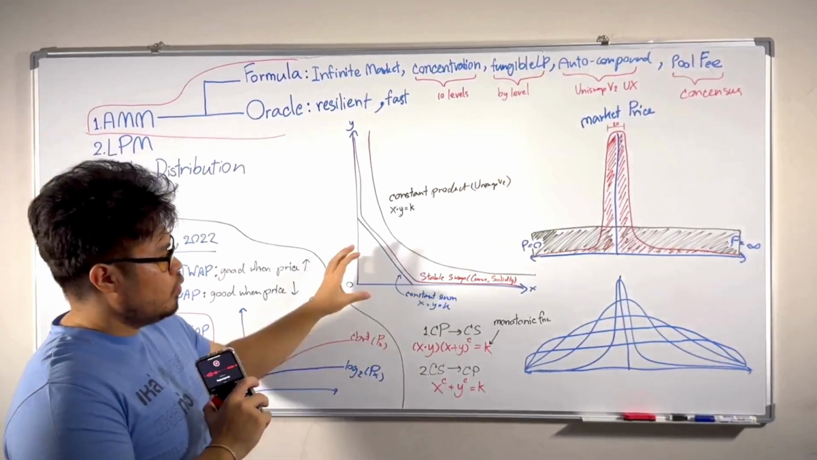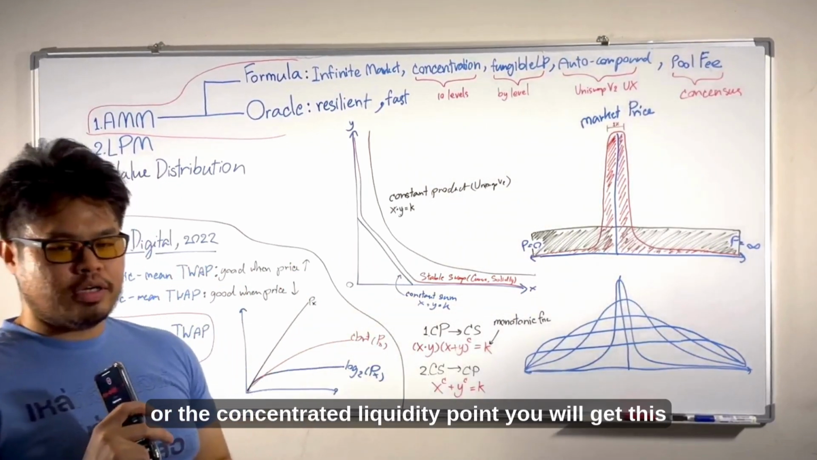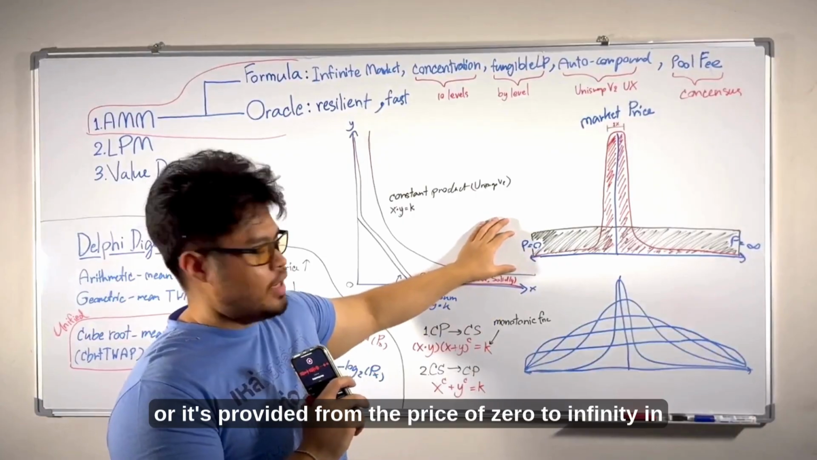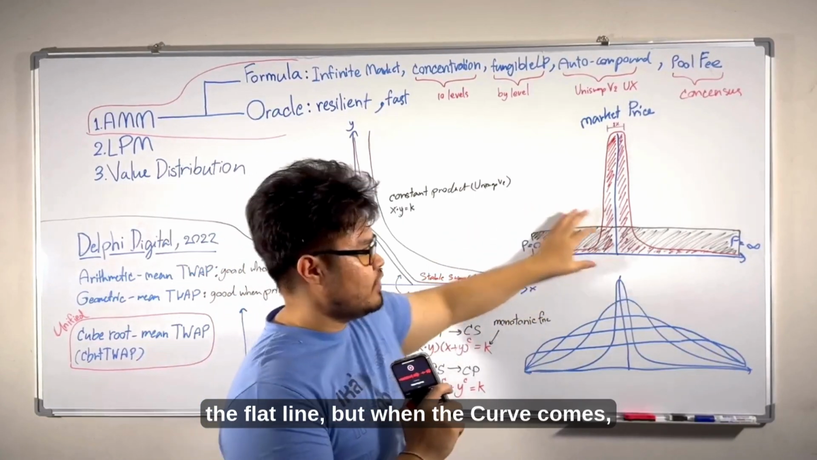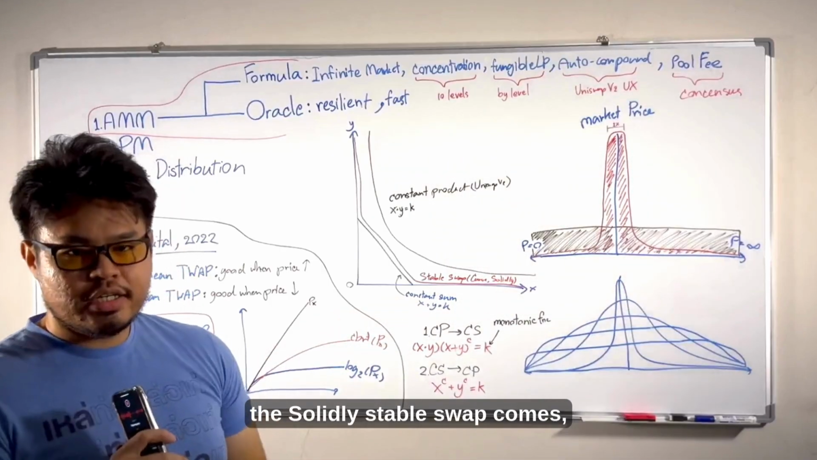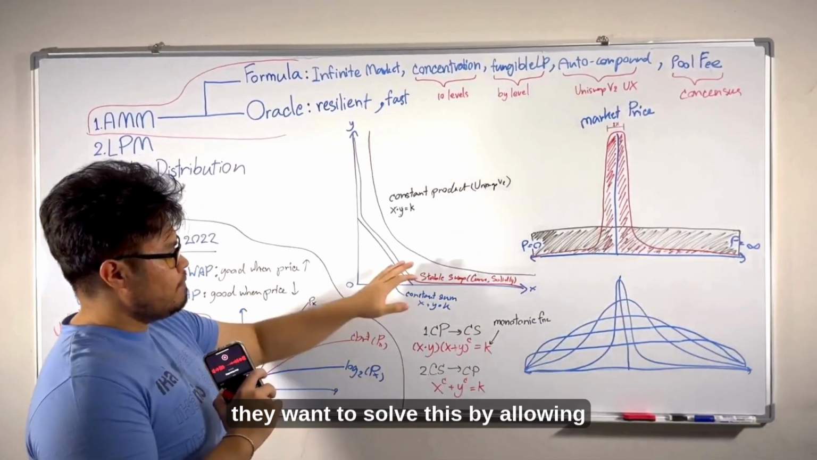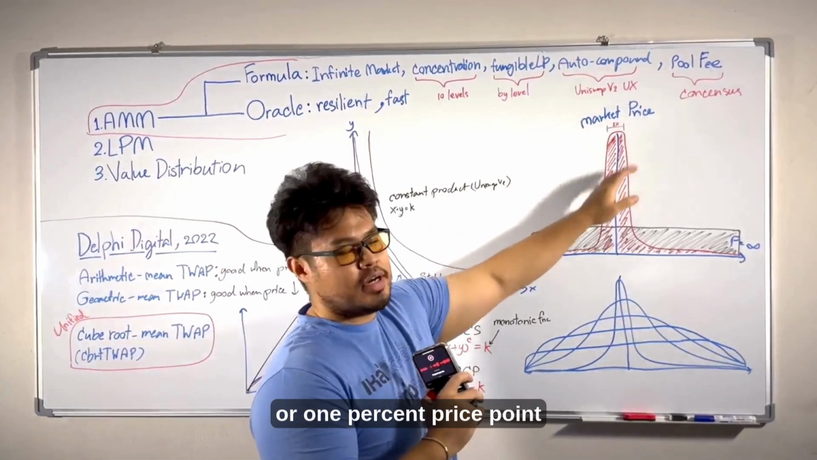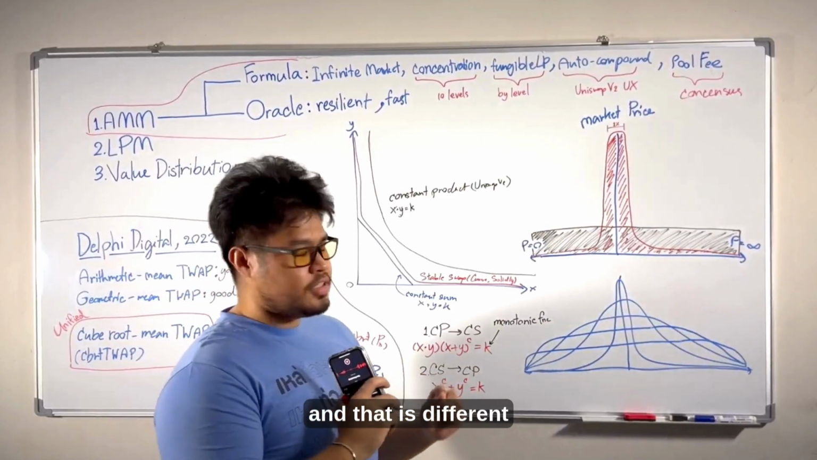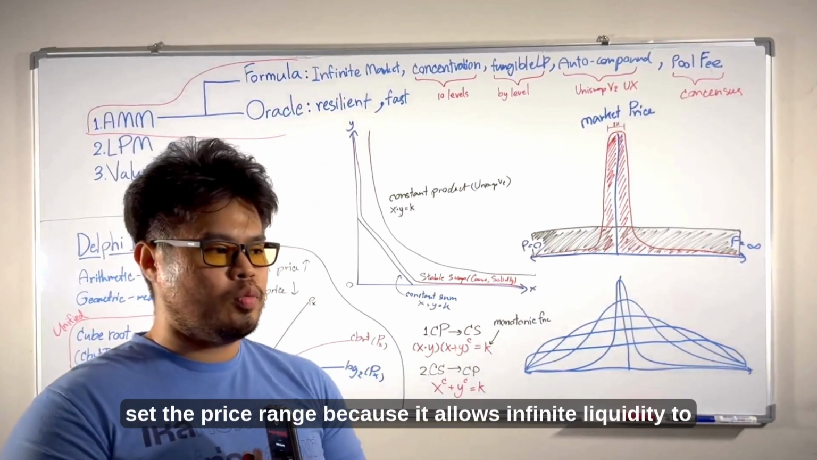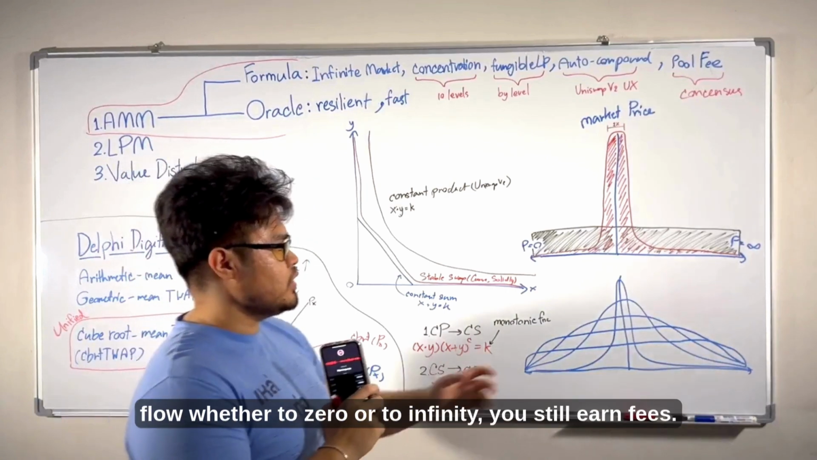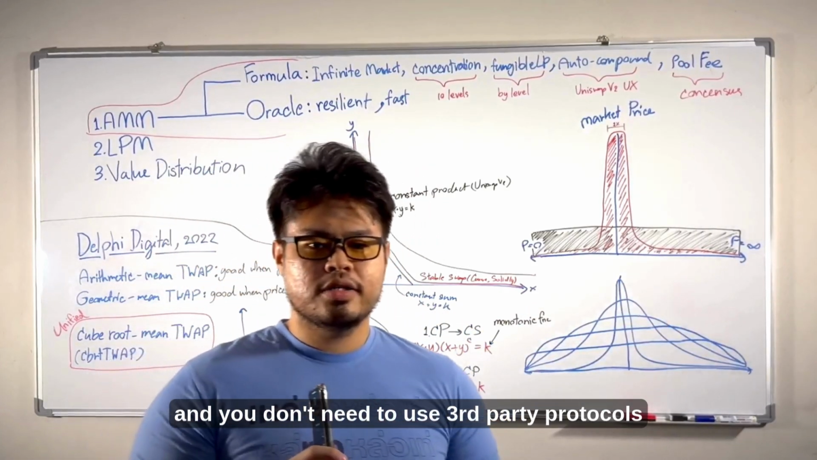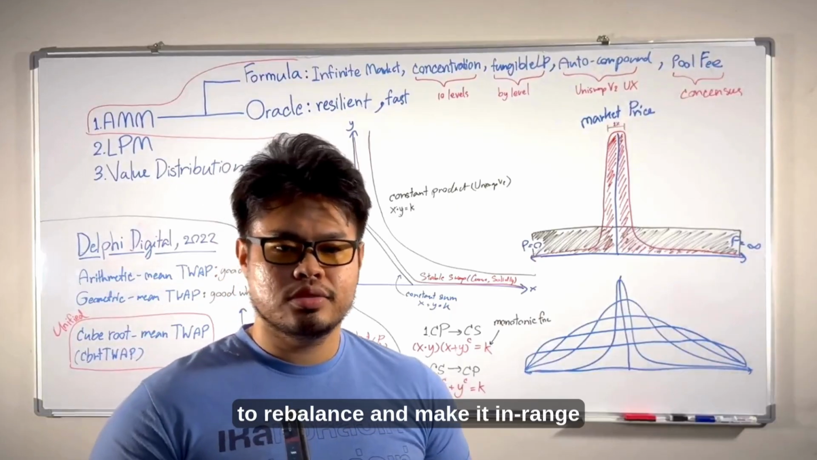And when we see this from the bird's eye view, or the concentrated liquidity point of view, you will get this picture where the liquidity is not concentrated, but provided from the price of 0 to infinity in a flat line. But when Curve and the Solidly stable swap came, they wanted to solve this by allowing the liquidity to be concentrated at the price of 1, or 1% price point. That is different from concentrated liquidity where we set the price range, because it allows infinite liquidity to flow to 0 or to infinity. You still earn fees, and you don't need to use a third-party protocol to rebalance and keep it in range.